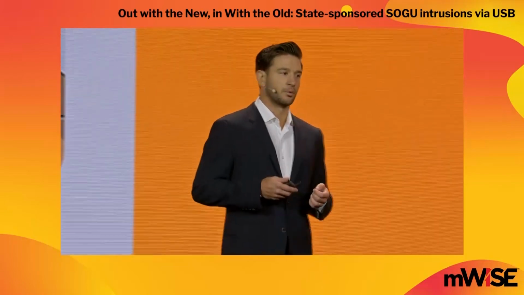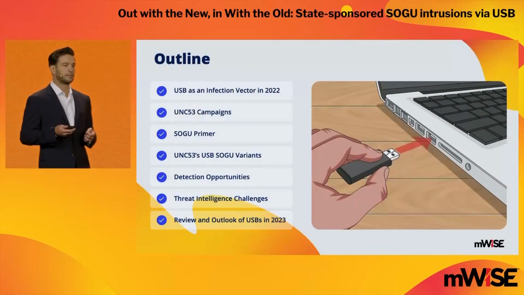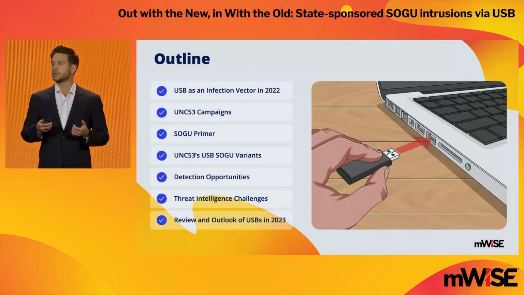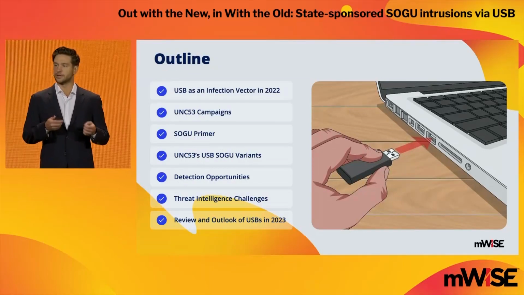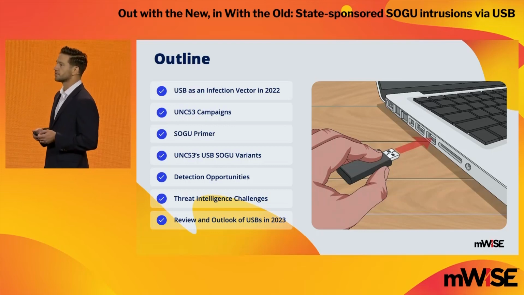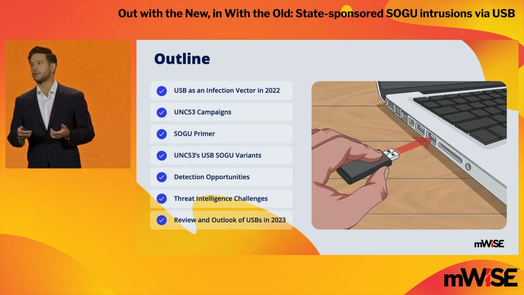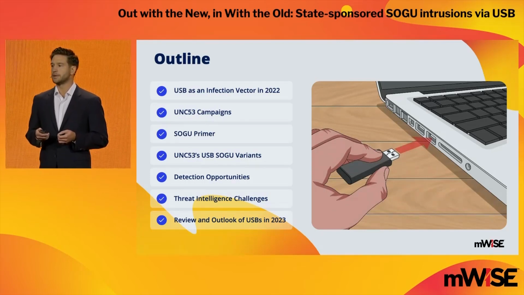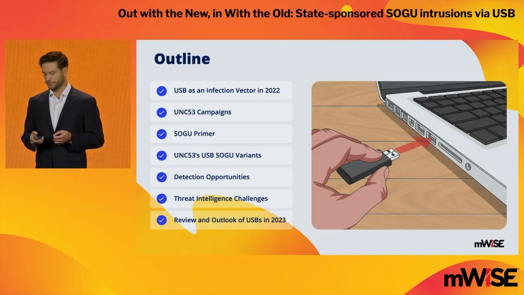campaign. Ray will then introduce the SOGU malware family, and he'll dive deep into the 3 SOGU variants UNC53 used in their USB campaign. We'll discuss detection opportunities and threat intelligence challenges, and then we'll wrap it up with a review and outlook of USB-based intrusions in 2023.